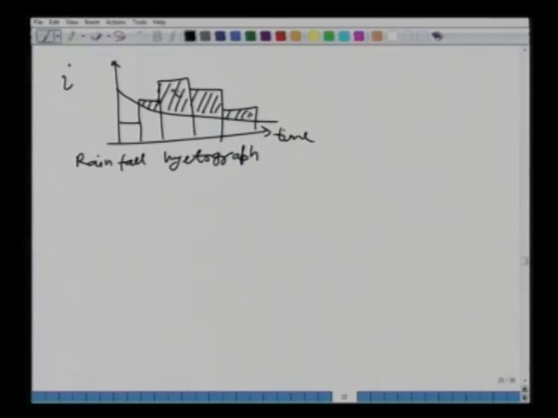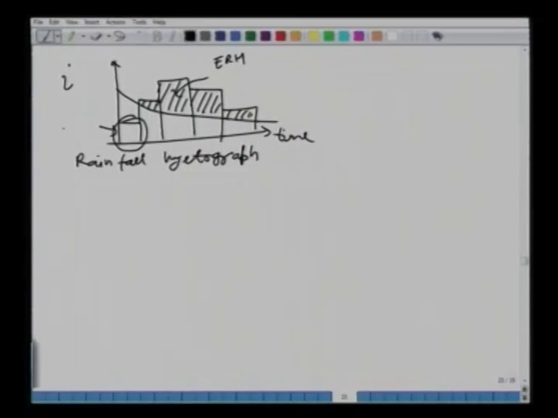Okay. What does this represent? This is your ERH. Does this contribute anything to ERH? No. Why? Because this is which case? This is the case of no ponding throughout, right. So, this is not towards your ERH.